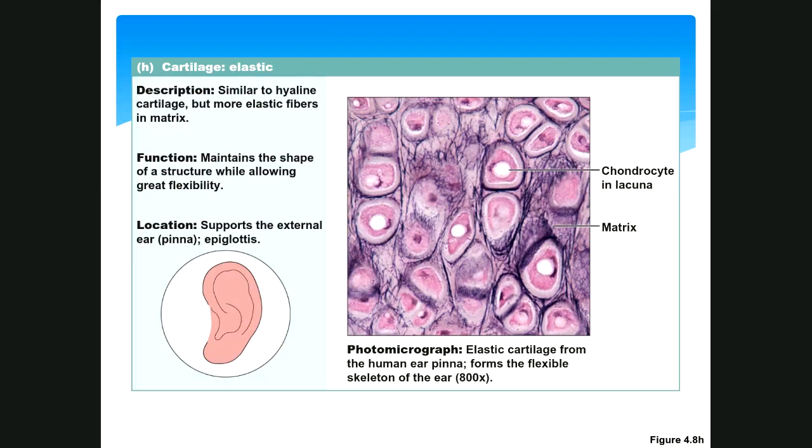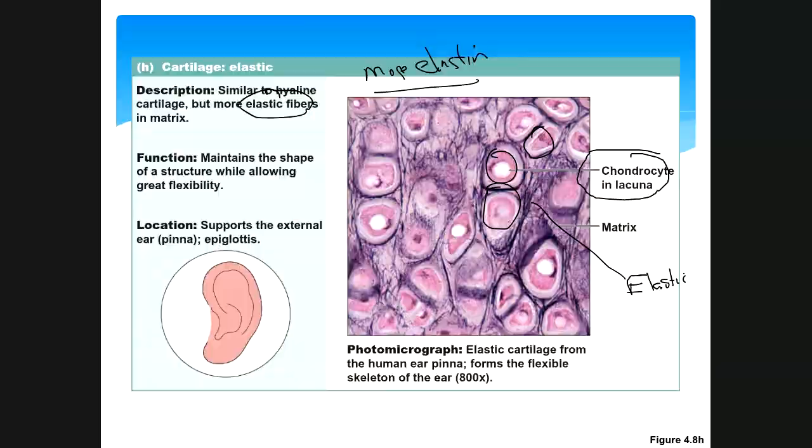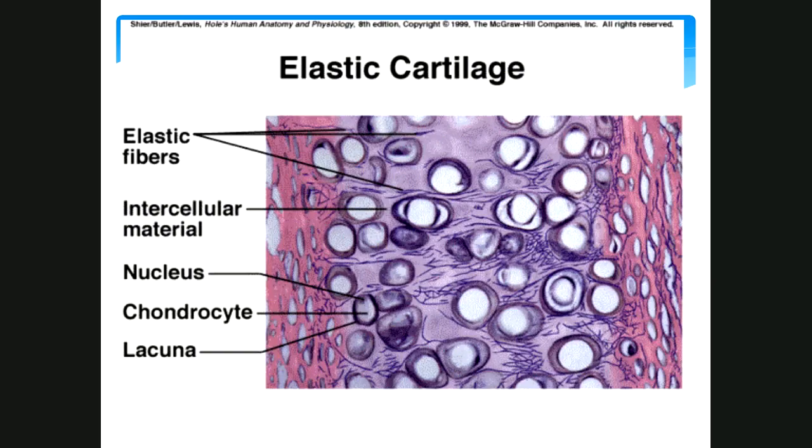We also have elastic cartilage. And so it's going to have more elastin in it. That's really about the only difference between it and hyaline. It has more elastin. So these black fibers that you see in here, those are elastic fibers. We've still got chondrocytes sitting in lacunae. Still got that.